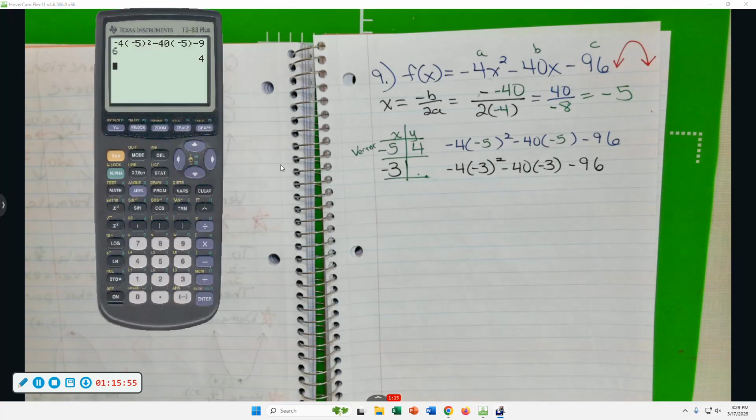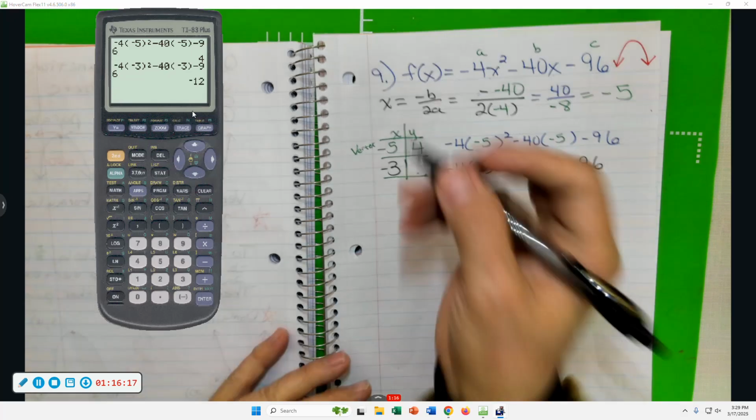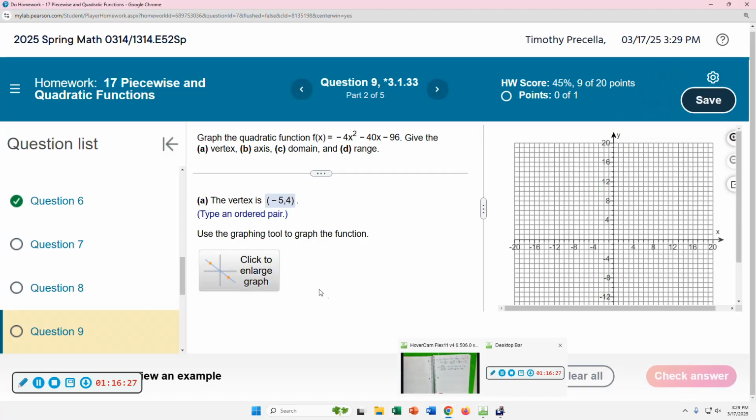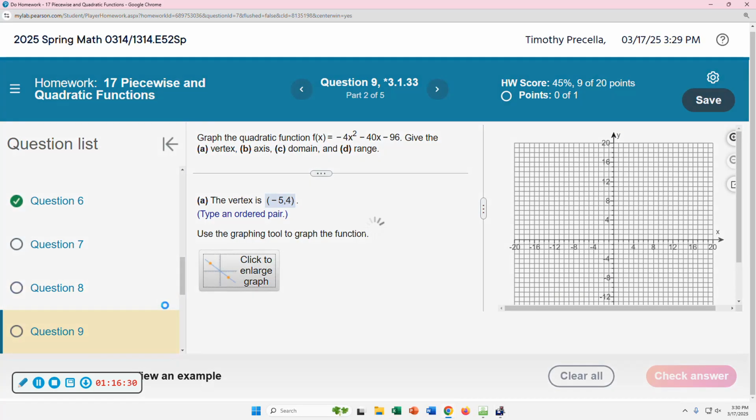Where's my calculator? Negative 4, we're plugging in a negative 3 squared, minus 40 times negative 3, minus 96. Okay, negative 12. It's still a good idea to check. My brain is still sort of on spring break. So we come over here. I'm going to pop out the grid.